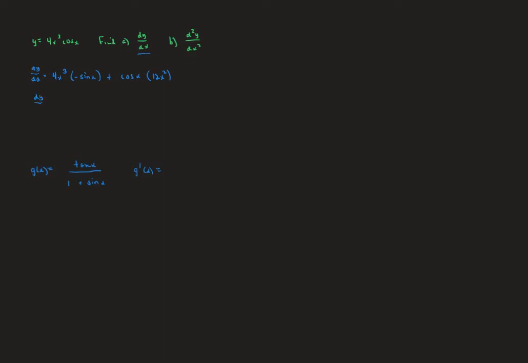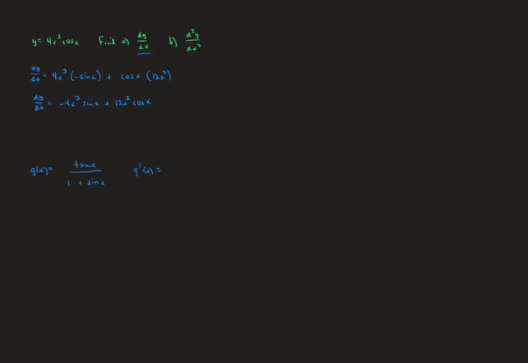So we'll do a little cleanup here and bring the negative from the negative sine x out in front. So that's a negative 4x to the third sine x. And then we'll bring the 12x squared to the front. So that's 12x squared cosine x. So there is our first derivative.